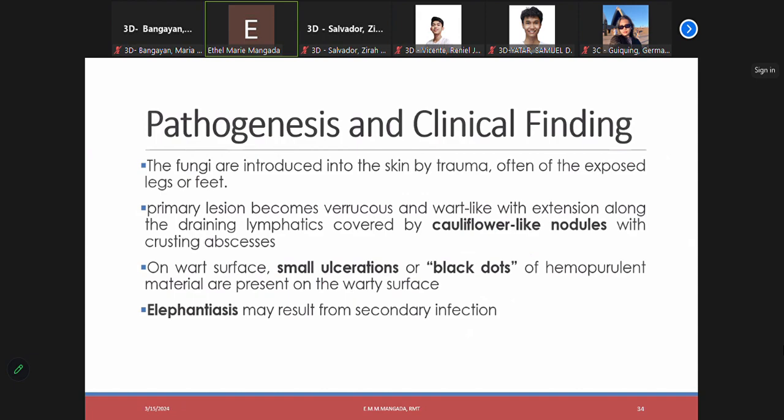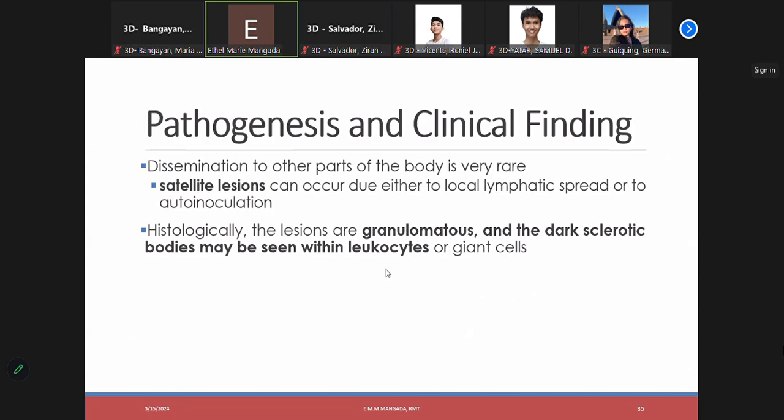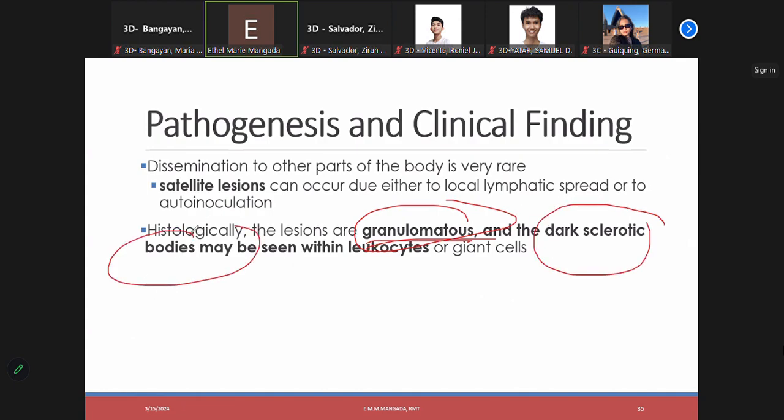Kasi usually sabi natin, yung nagkakaroon ng infection ay yung extremities, okay? So, dissemination to other parts of the body is very rare. And the lesions can be described to be satellite lesions. So, don't forget the lesions, they are granulomatous. Usually naman sa mga subcutaneous infection natin, lagi yan granulomatous. They are what? With presence of sclerotic bodies. Okay? So that's an entity seen in your chromoblastomycosis. So don't forget about your sclerotic bodies.